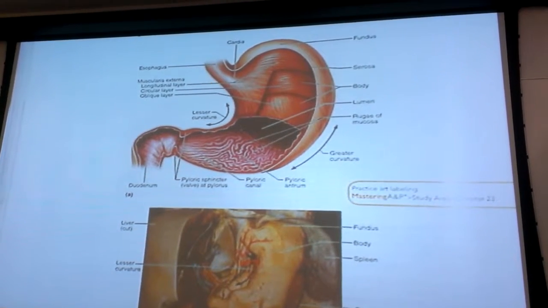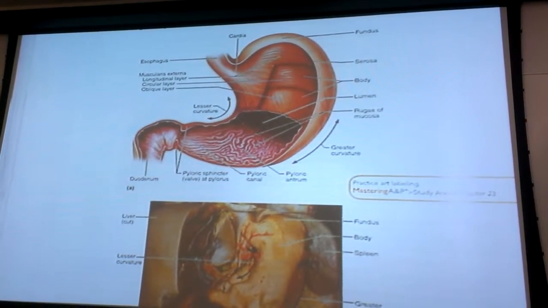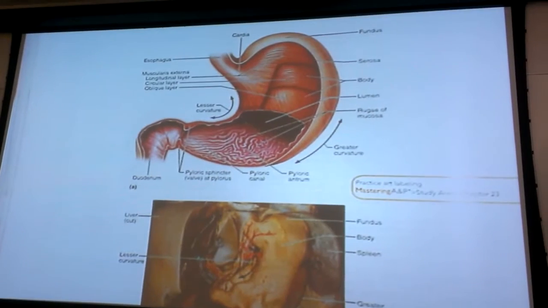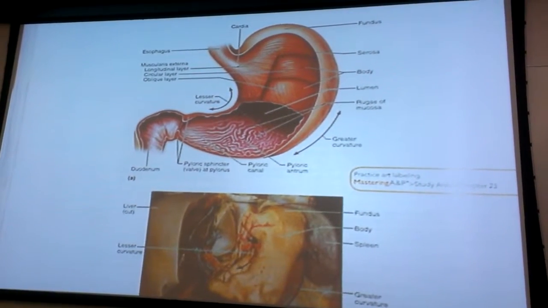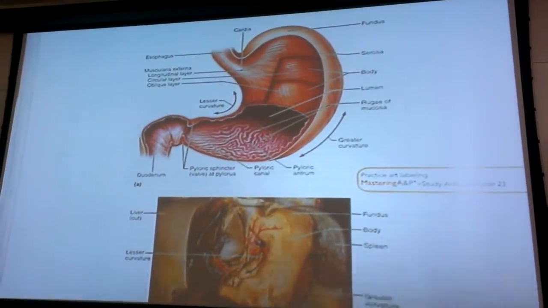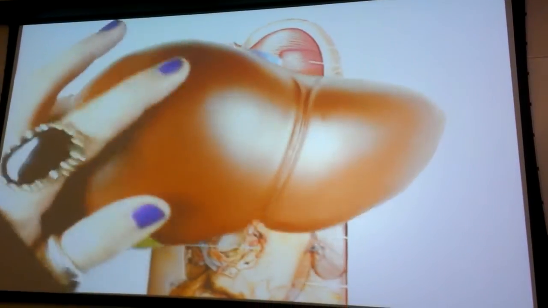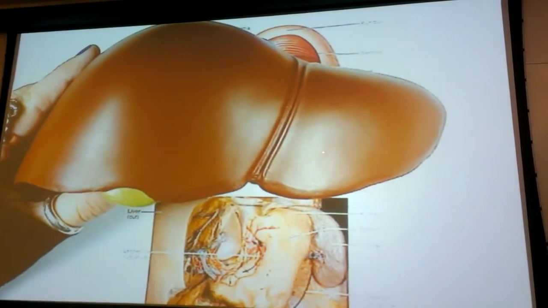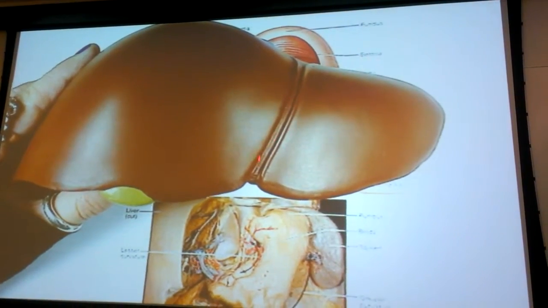Now, common hepatic, let's go back to the liver. Hand me a liver, somebody. Can I have your liver? Here is a liver from the model. Here's your liver, here's your right lobe, here's your left lobe. This is your falciform ligament right here.